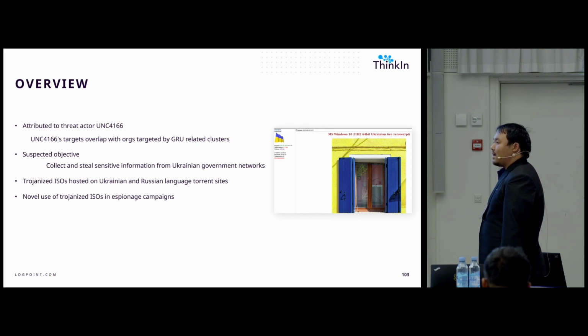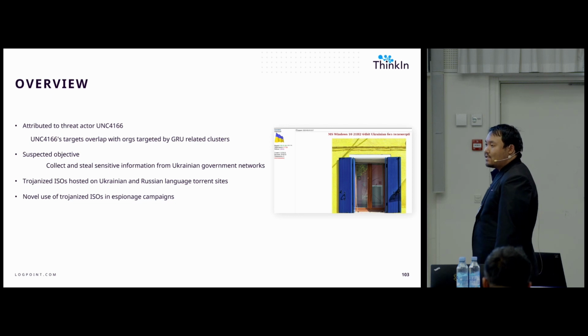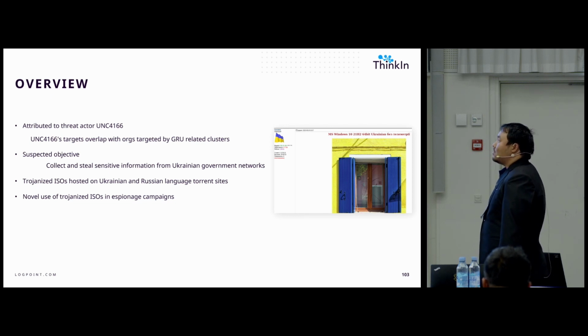Russia basically has three different intelligence divisions. One is SVR, for foreign intelligence. The local one is FSB, and for military it is GRU. If you have heard of Fancy Bear, that is APT28, which was in the news for hacking the DNC in the 2016 election. Fancy Bear is also from the GRU. So they and UNC4166 are both from the GRU.